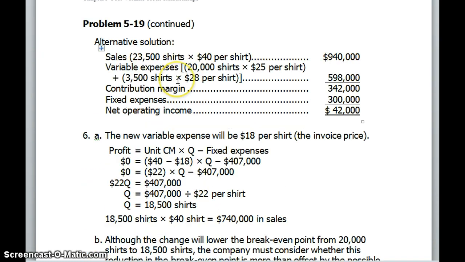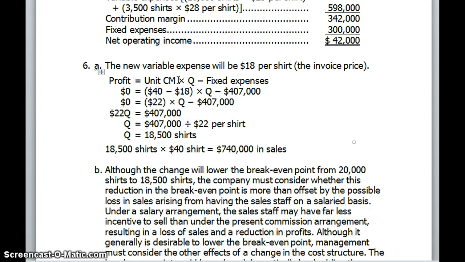Now, moving on to part number 6. Part number 6 tells us that, going back to the original data, the company is considering eliminating sales commissions entirely in its stores and increasing fixed salaries by $107,000. If this change was made, they'd like to know what the new break-even point in dollar sales and unit sales would be. And then part B, they want to know, would we recommend that change be made?